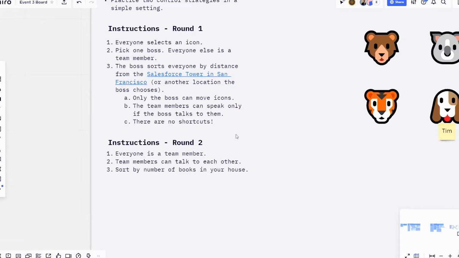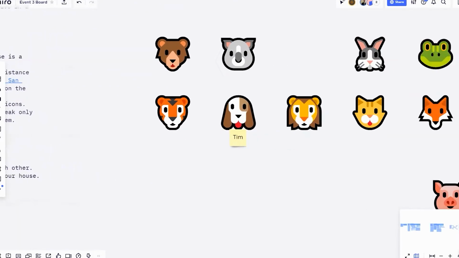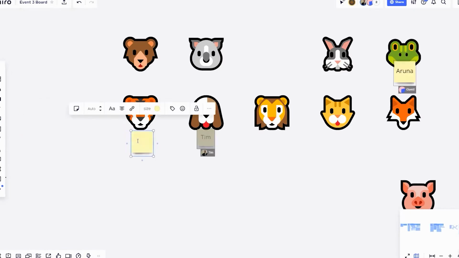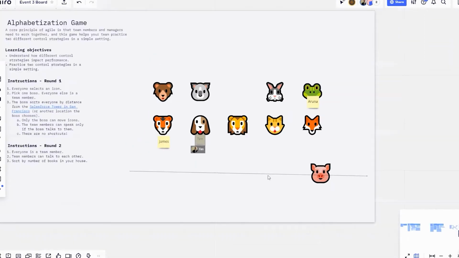So everyone pick an animal, and whenever I say go, we will go. Wait, you said sort by the number of books? Sort by the number of books in your house. Man, that's going to be an estimation. Hundreds. Okay, when do you go? I cannot choose a sticky note apparently, so I'm trying to figure out what I'm doing. Are we going? Go.